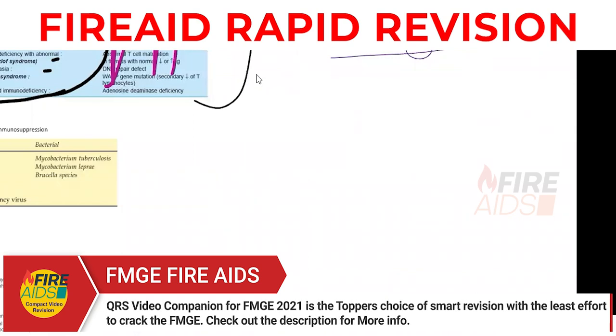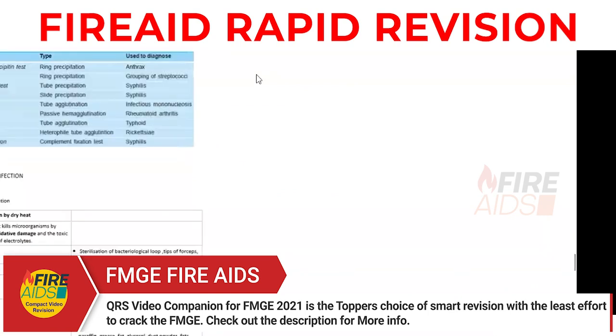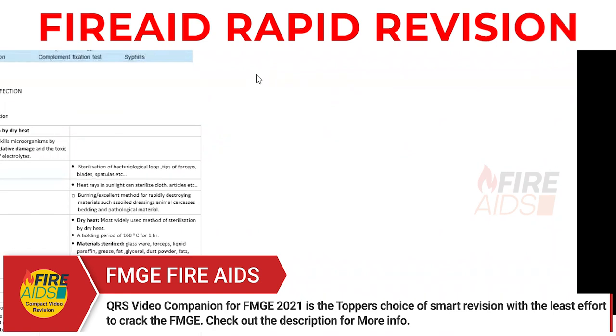Now, I can skip this infection that can cause immunosuppression. That's not important. Miscellaneous tests, we will see anyway. Sterilization, disinfection, we will see anyway.